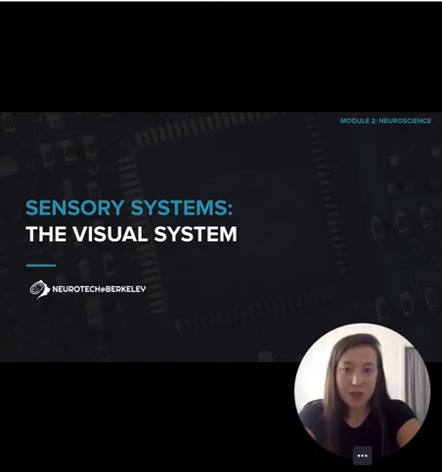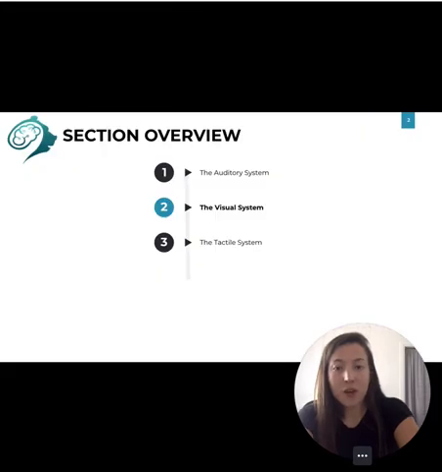This is Module 2, Section 3. This lesson reviews the visual system. So we've already gone through the auditory system, and next we will be doing the tactile system.